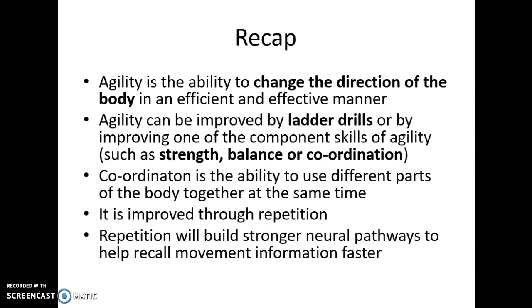Coordination is the ability to use different parts of the body together at the same time. We can improve our coordination through repeating an exercise. And repetition will build those stronger neural pathways to help recall movement information much faster and more efficiently. Alrighty, so that is agility and coordination.